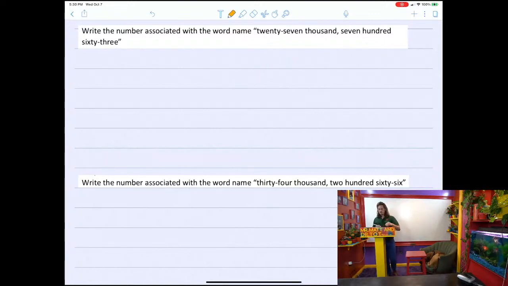So for the first problem here, we have 27,763. So we're going to have 27, comma, 763. Excuse me, 27,763. I can't even read my own number. I'm sorry. 27,763. The second number here, we have 34,266. So we have 34,000, comma, 266. If you have any questions, please let me know.